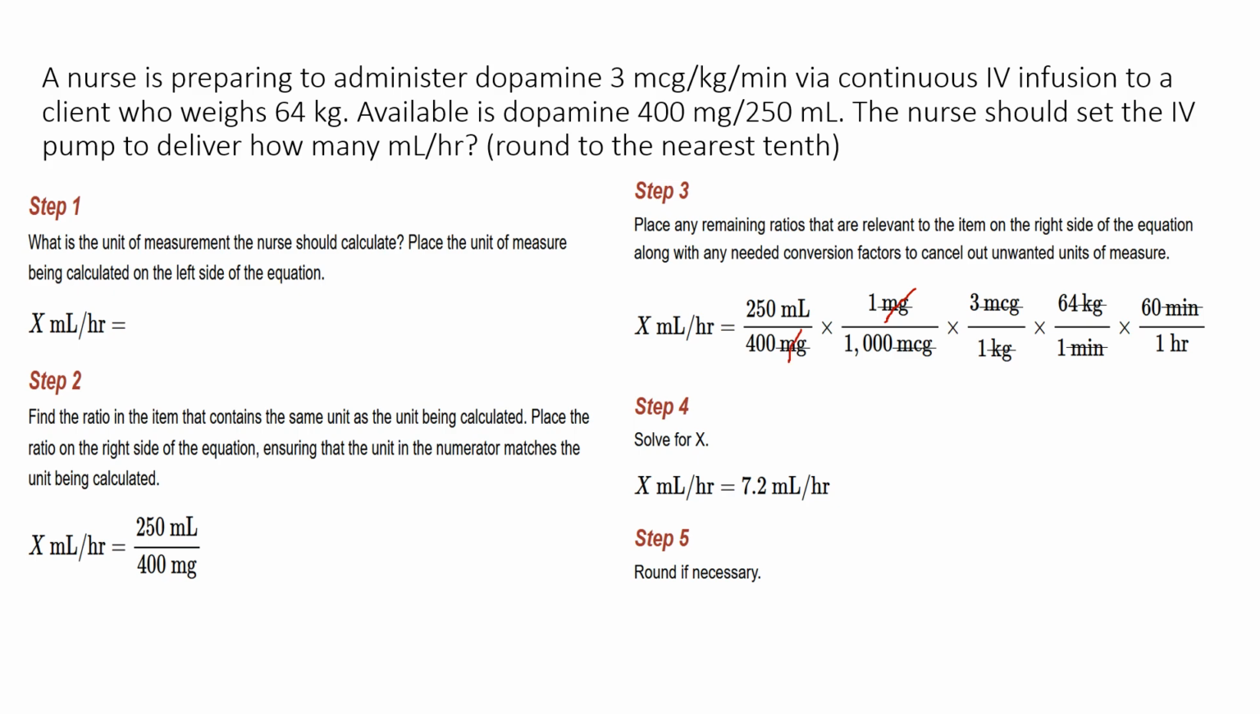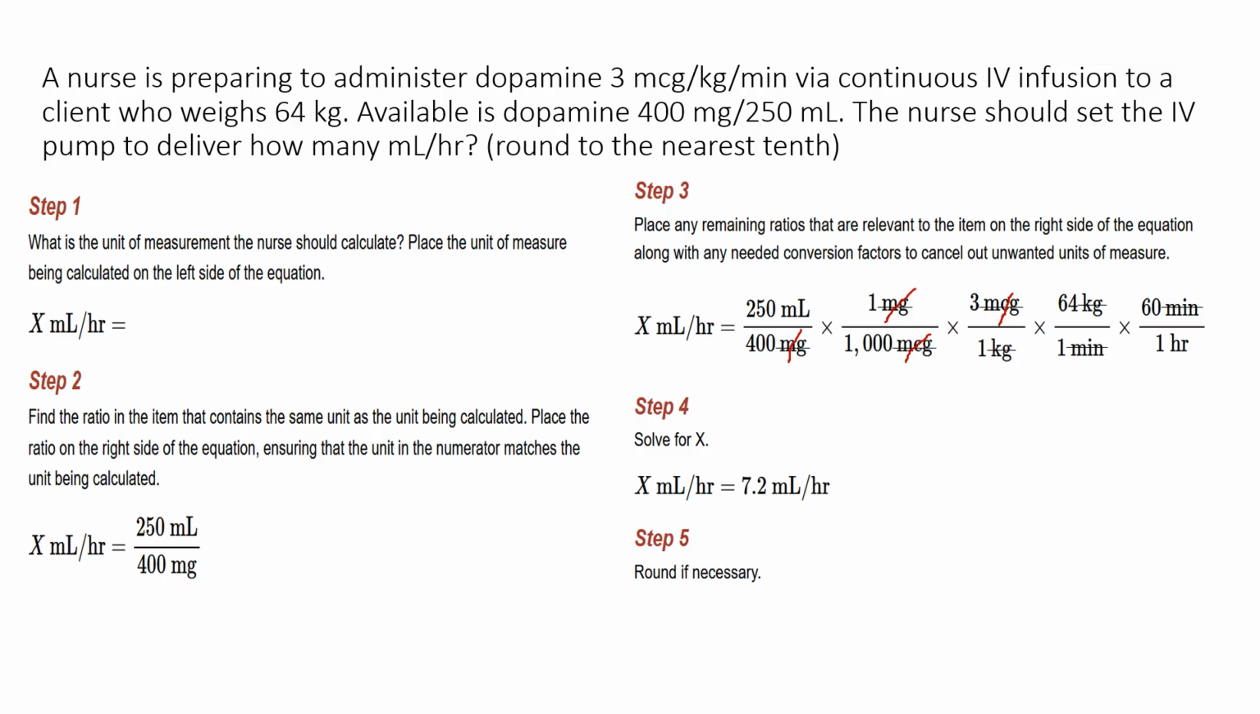So now I'm moving on to the next one here, right? So I have the actual dose here. So it's 3 micrograms per 1 kilogram. So I already have that here. So now I'm actually going to cancel out the micrograms. And then you see how the pattern, you just keep going.